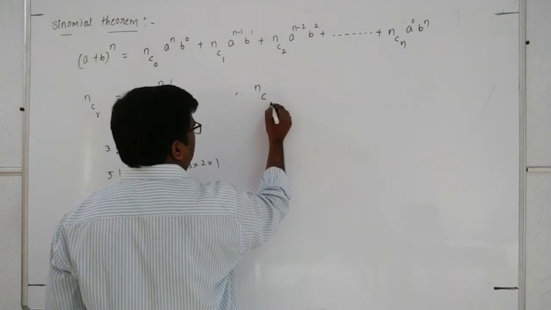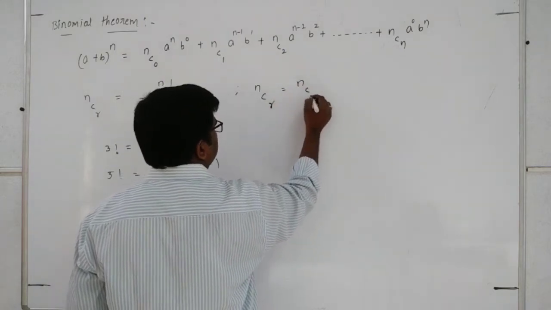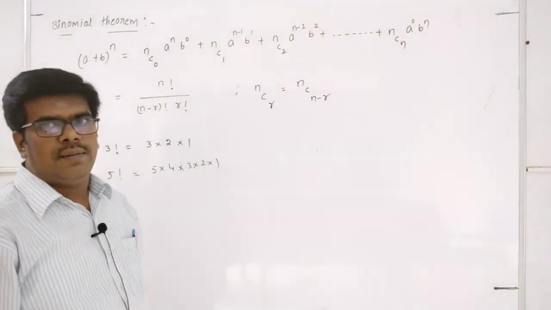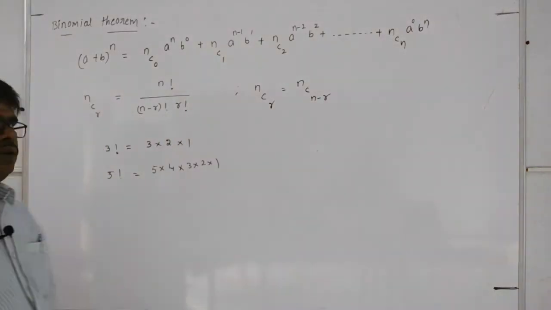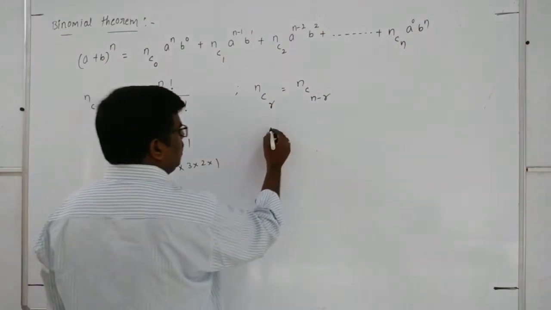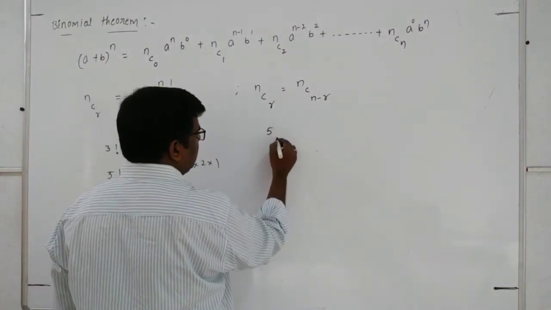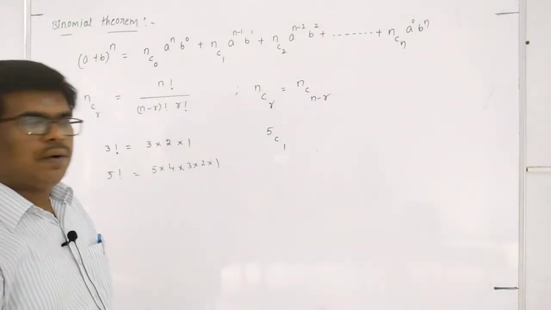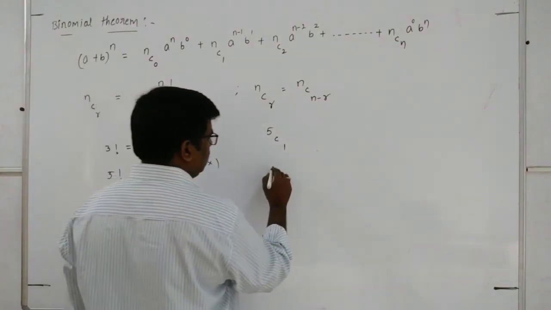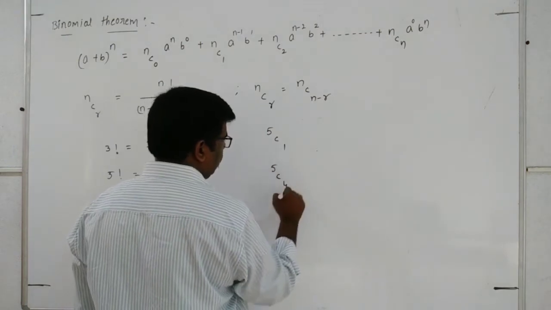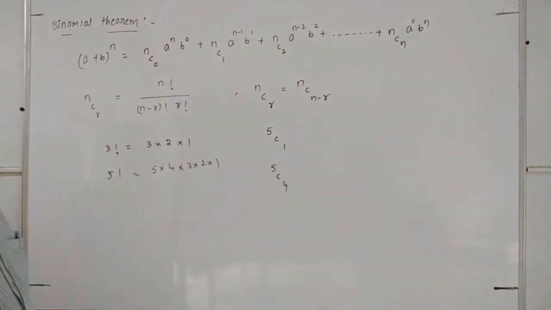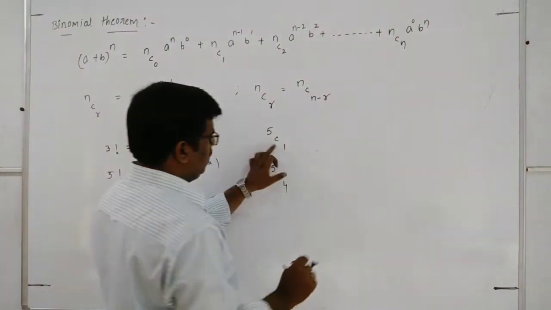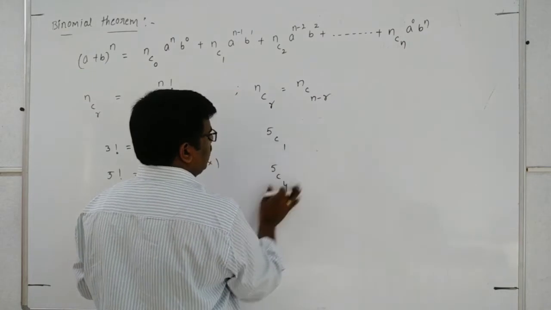NCR equals NC(n minus r). NCR and NC(n minus r) both are the same only. So for example, 5C1 is there and 5C4 is there. So 5C1, 5C4 is there. So 5C1 we can write like this here.